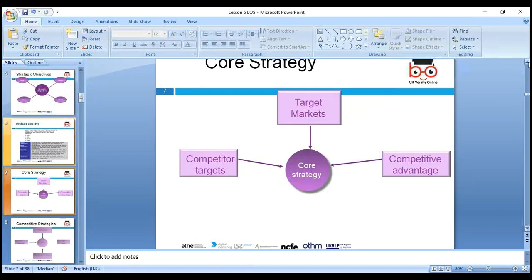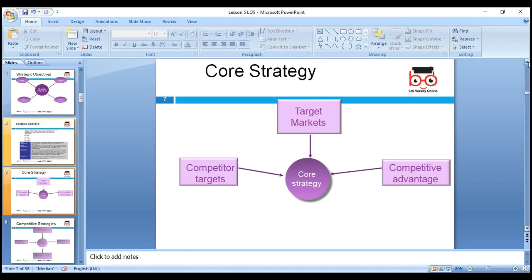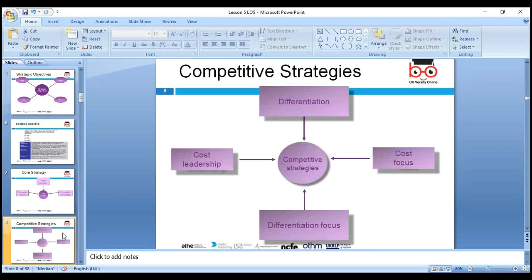We can use the strategies and we look at each brand. Okay, what are the core strategies? So target market: we can look at what target market and what strategies we'll use, competitor targets, how we can deal with the competitor and what competitor strategies we'll use. We can gain competitive advantage if we adopt the right core strategies in our organization.